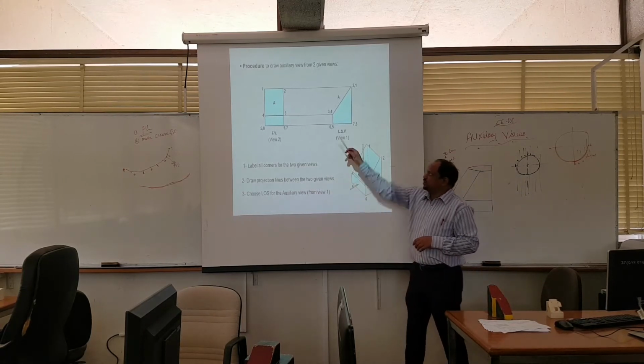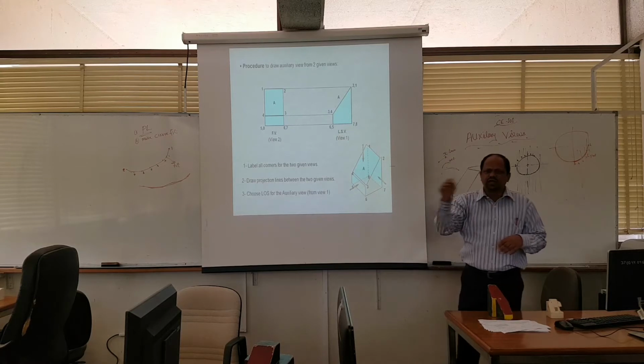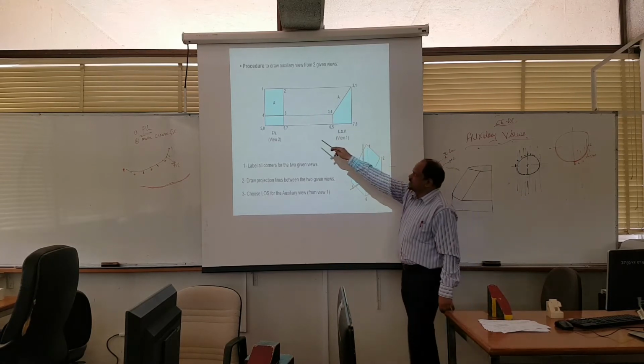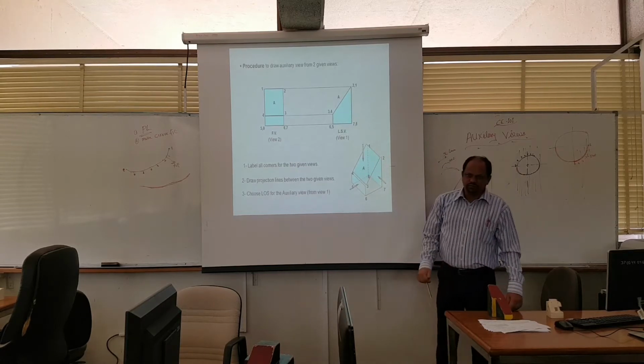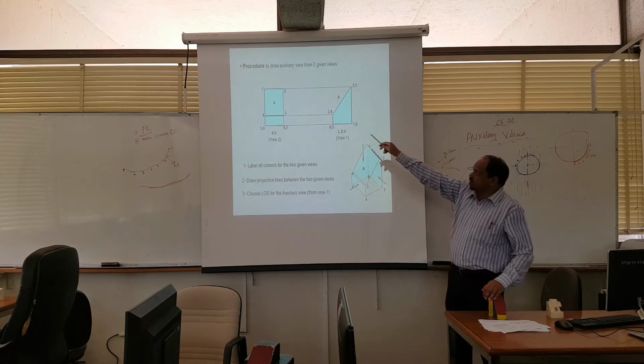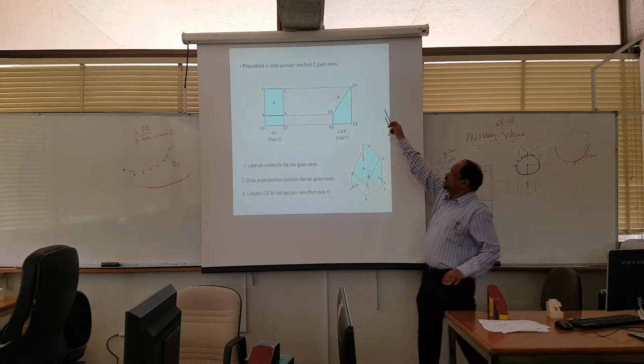Second, draw projection lines between the two given views. Just use a layer, green color, red color, any color you want, you can draw the projection. Then the same corners you have to transfer here. Like this thing we have shown you in the missing view also, how to transfer corners. That is corner 1, 2. So here it is 2, 1.